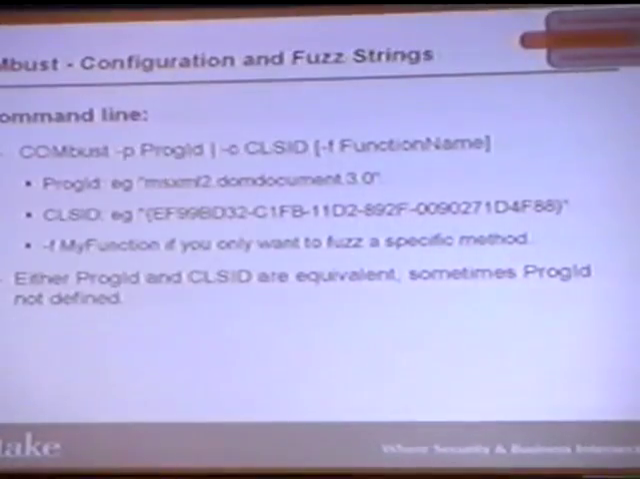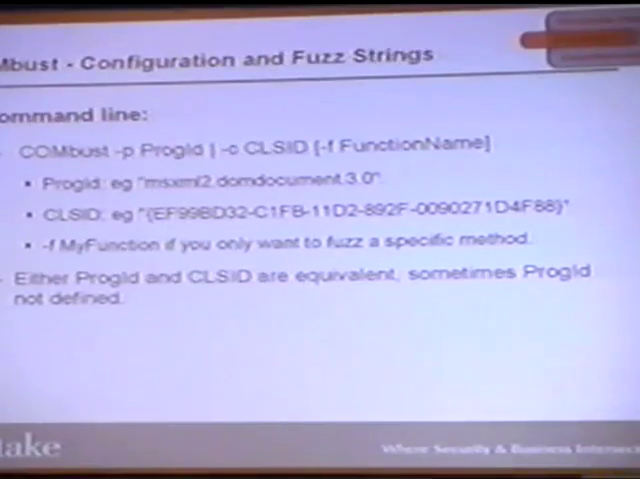Command line. There's two ways to refer to a COM object. One is a prog ID, which is more human readable, and the other one is the CLS ID, which is the real unique ID for that object.